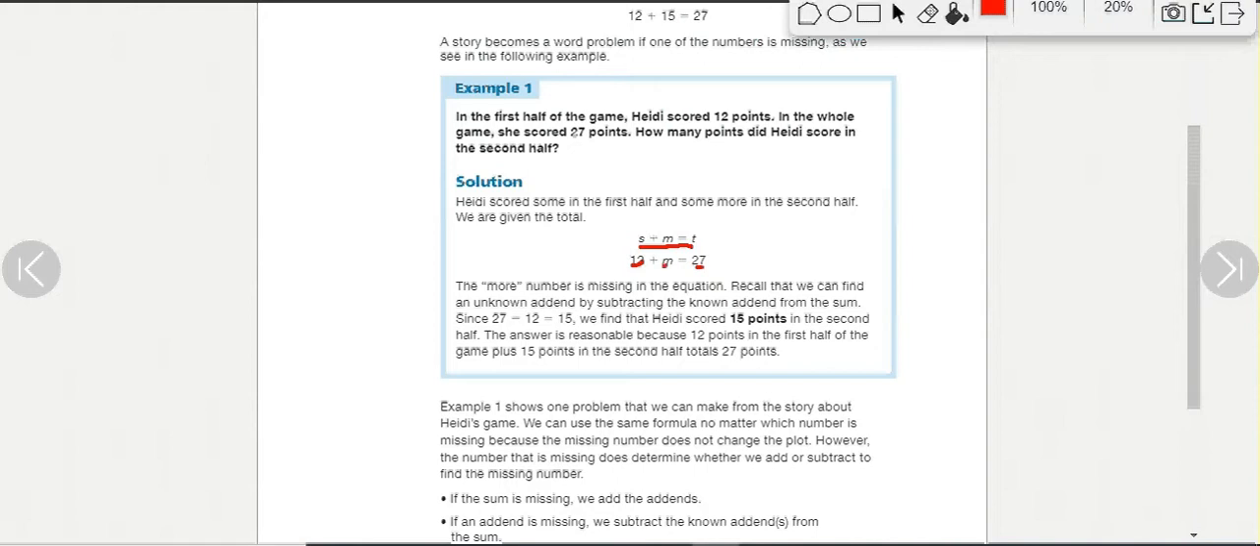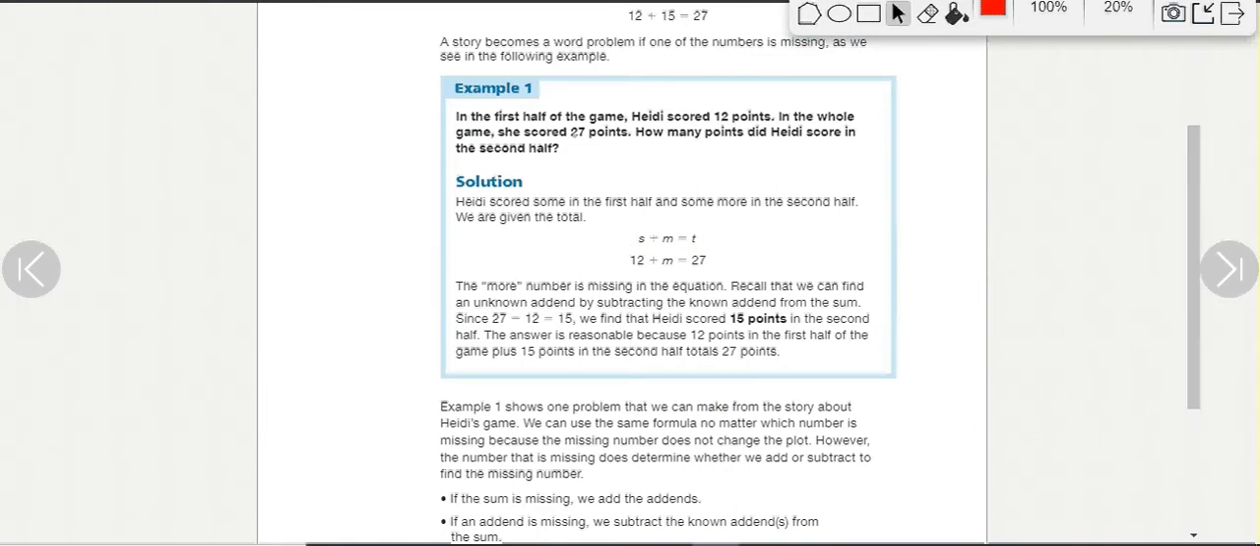We're missing the more. How do I find it when I'm missing more? Right? You have to take the whole and subtract the part we know, the known part. 27, use the opposite of add, take away 12, subtract 12, excuse me. That gives me the missing amount. 27 minus 12 is 15, right? Answer is 15.